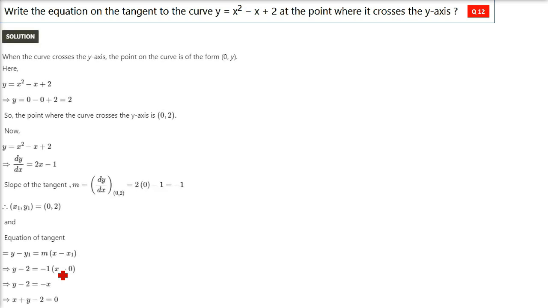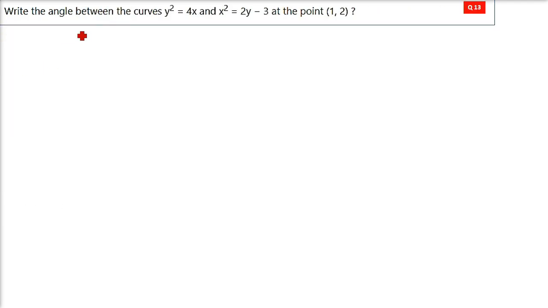As I said, this exercise has very similar and simple questions. Write the angle between these two curves at the point 1, 2. See, there is no angle between curves. How can you find it out? The only way to find the angle between curves is to draw the tangent at the intersection point. So this angle between these two tangents is what?